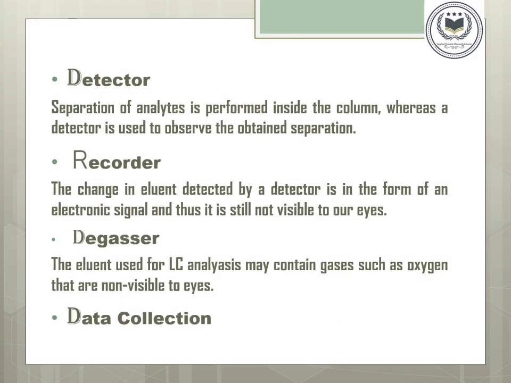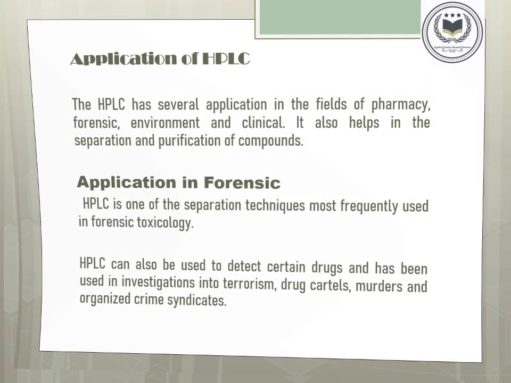Next is the detector. Separation of analytes is performed inside the column, whereas a detector is used to observe the obtained separation. Then the recorder. The change in eluate detected by a detector is in the form of an electronic signal, and thus it is still not visible to our eyes. Next is the degasser. The eluent used for liquid chromatography analysis may contain gases such as oxygen that are not visible to the eyes. And last is data collection.